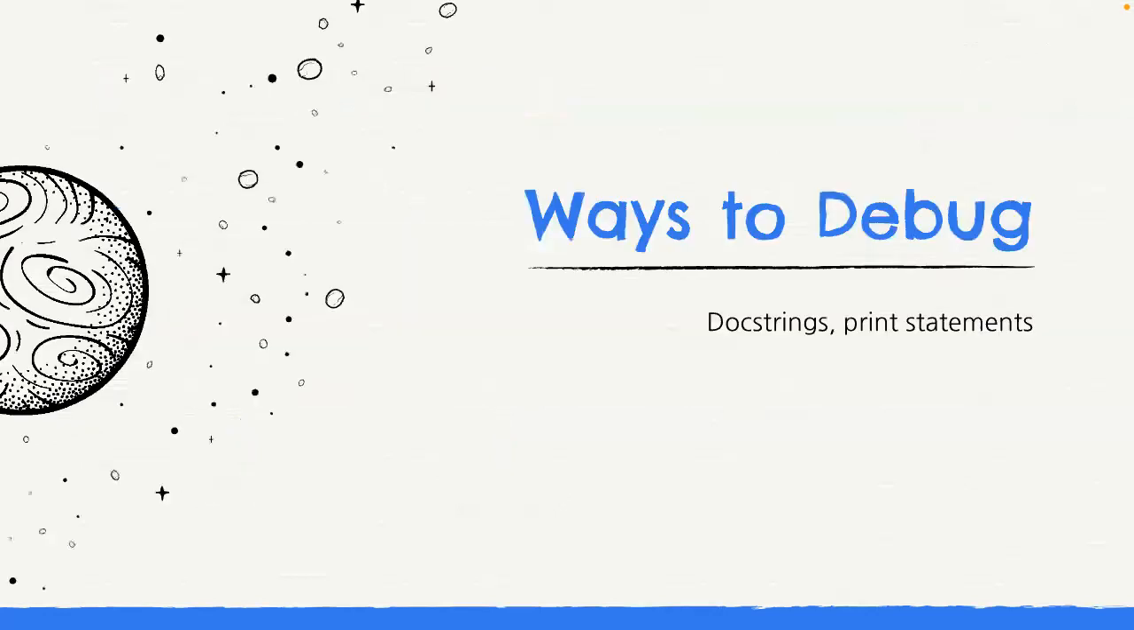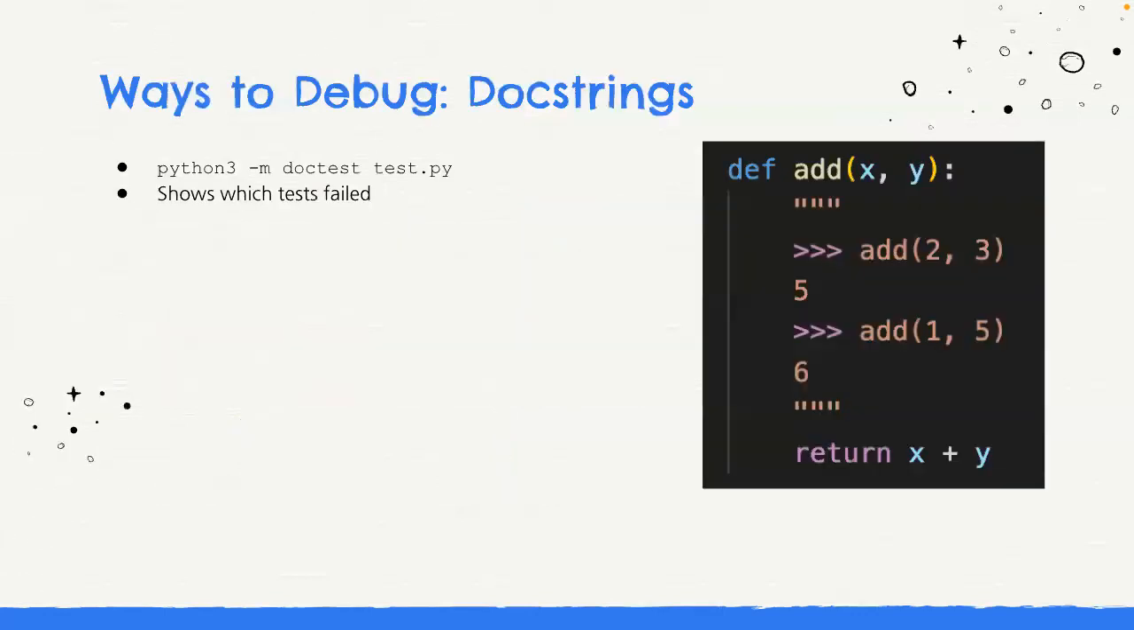Okay, so now we'll talk about ways to debug. Now you can read error messages, so now we'll talk about how to fix these bugs. There are two ways we'll talk about. The first way is docstrings.